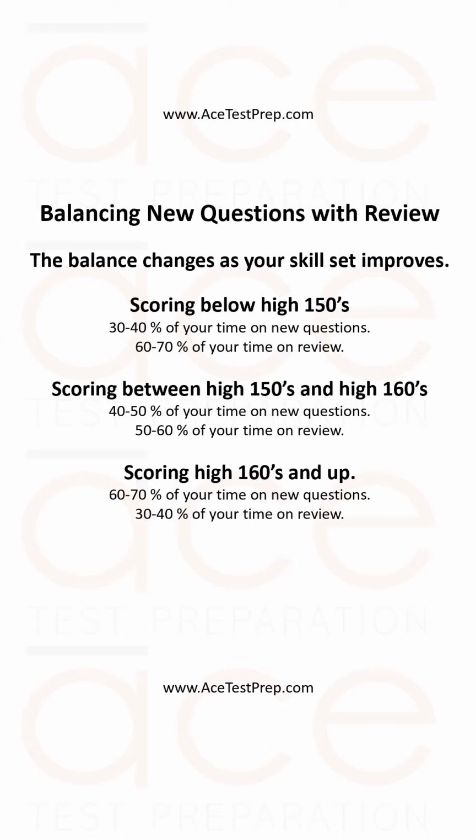Below the high 150s, 30 to 40% new, which is a lot less than what most people think. A lot of people think they should just be answering a lot of new questions, but that's not really going to help your skill set. And then once you get into the high 160s, 170s, now you're up to about 60 to 70% new. But notice you're still spending 30 to 40% of your time reviewing, and that's so that you're making sure that you weed out those last few little questions that are giving you trouble. So there's your study tip for the week.